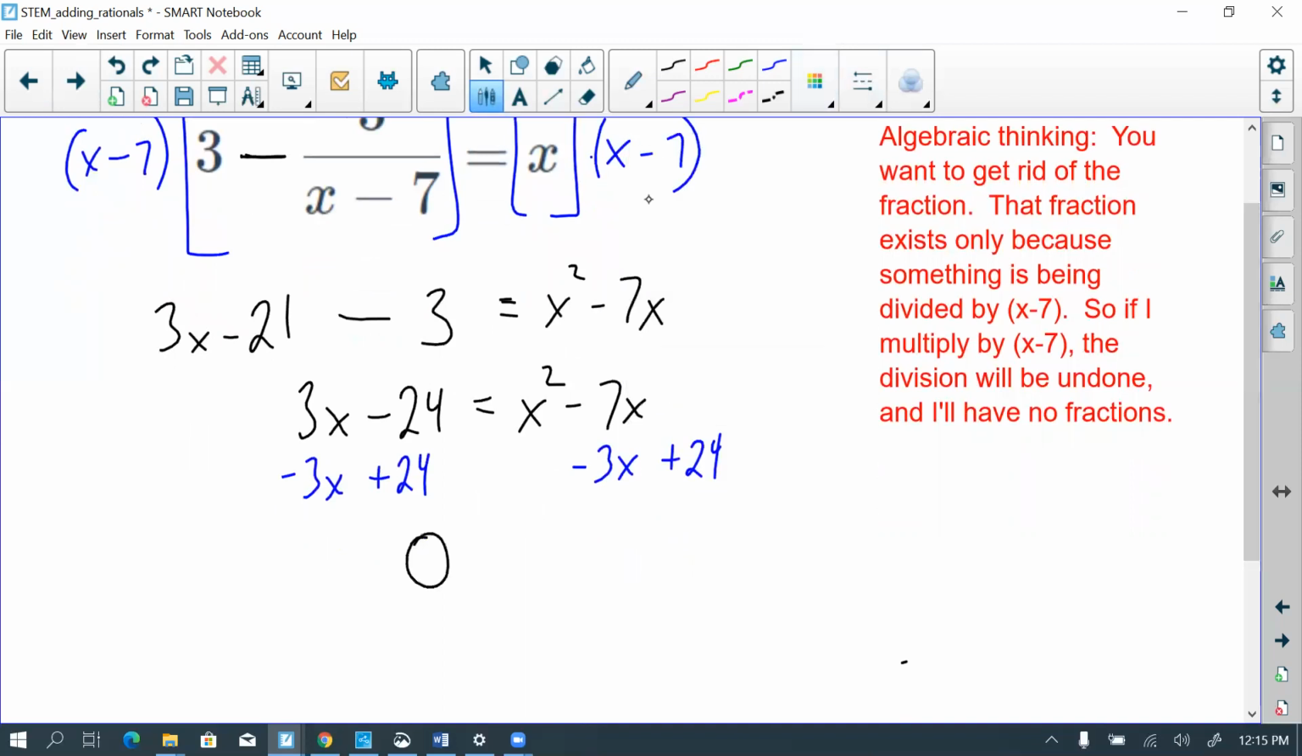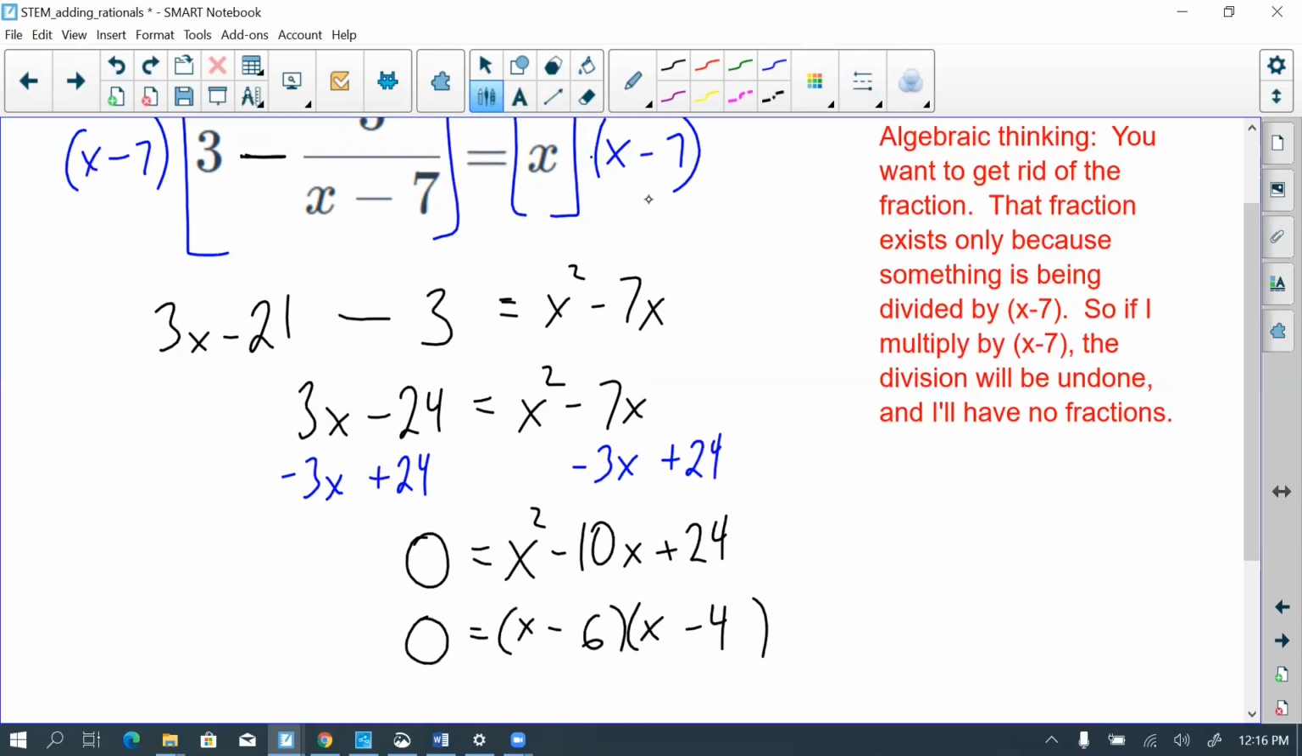So this becomes 0. This is x squared minus 10x plus 24. I could do quadratic formula, that will always work, but this one factors, and factoring is faster and easier. Two numbers that multiply to 24 and add to negative 10 are negative 6 and negative 4. So that means x minus 6 could be 0, which means x is 6, not 7. Whew. Or x minus 4 could equal 0, which means x equals 4.